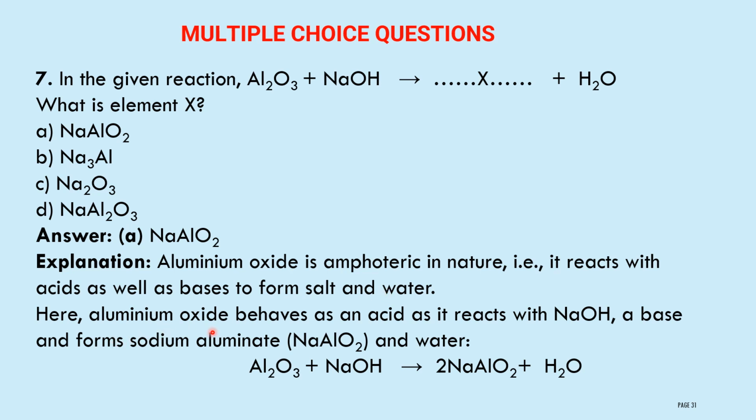Here aluminium oxide behaves as an acid. It reacts with the base sodium hydroxide. It will give rise to sodium aluminate and water.